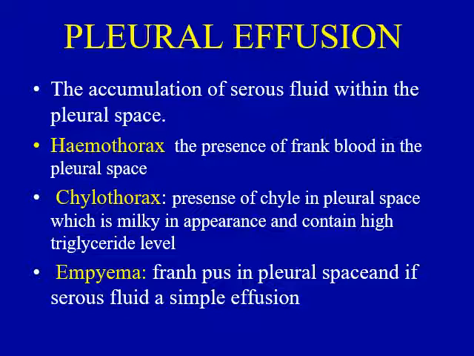Pleural effusion is the commonest disease affecting the pleura, where there is accumulation of serous fluid within the pleural space. Hemothorax means the presence of frank blood in the pleural space. Chylothorax is the presence of chyle in the pleural space, which is milky in appearance and contains a high triglyceride level. Empyema is frank pus in the pleural space, usually bacterial, and usually occurs after parapneumonic effusion.